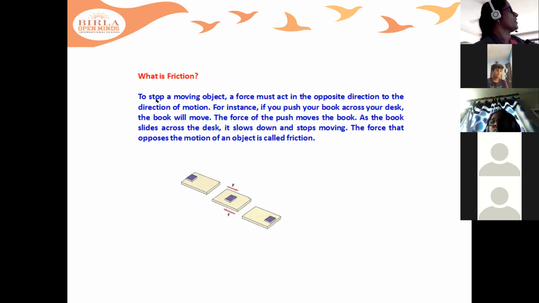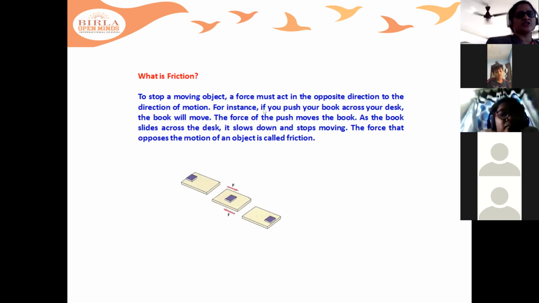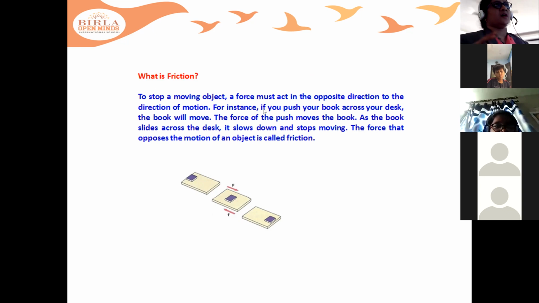Here you can see, to stop a moving object, a force must act in the opposite direction to the direction of motion. So naturally, the frictional force will be acting against it.